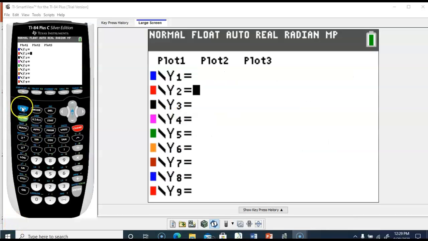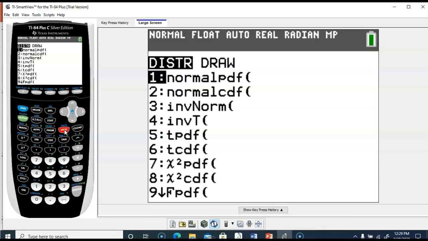Okay, so you're going to go to second and vars, and that's going to bring up this distribution menu. You're going to go to number 2 here because we're talking about the normal distribution. You will not use this first one at all. So with binomials, we had to decide, was it a PDF or a CDF? We don't have to do that for normals. We're only going to be using number 2, and then we're going to come back and look at number 3 a little bit later, but you are not going to be using number 1 at all.